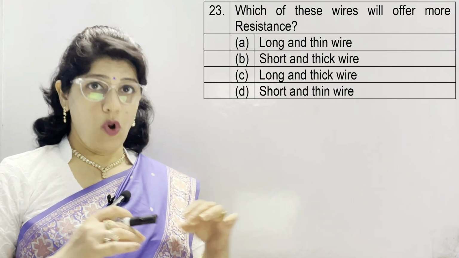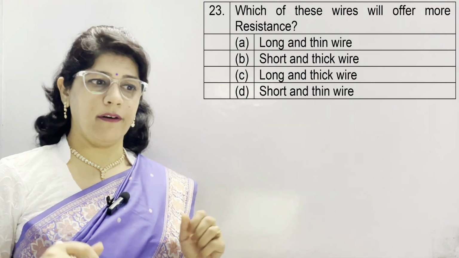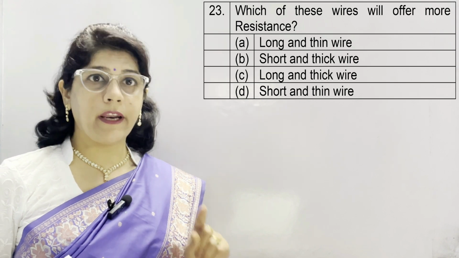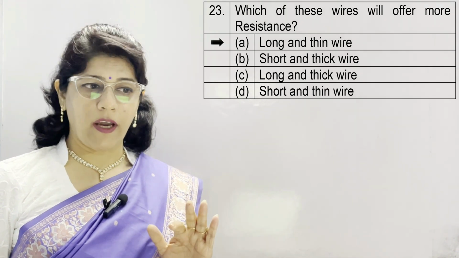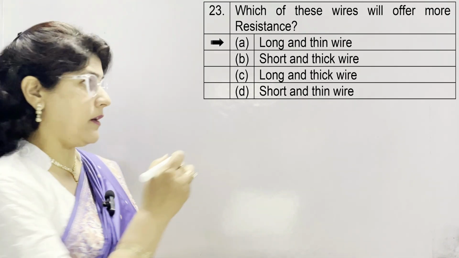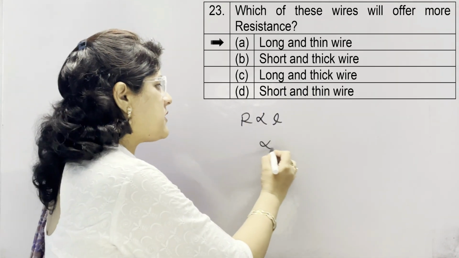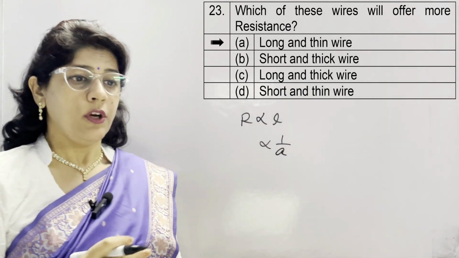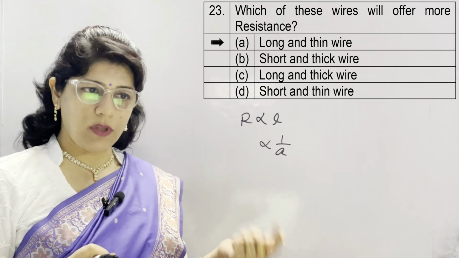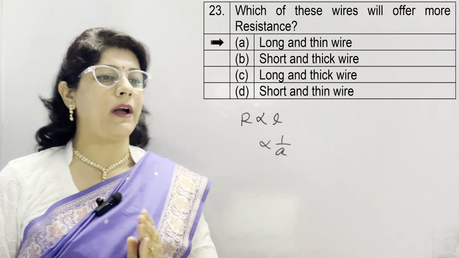In question number 23, which of these wires will offer more resistance? A option is long and thin, patli wire. B is short and thick wire. C is long and thick wire, and D is short and thin wire. And the correct option is long and thin wire, because we know that resistance increases with the length of the conductor. R is directly proportional to length of the conductor and inversely proportional to area of cross section. जितना थिन वायर होगा उतना रेजिस्टेंस ज्यादा होगा, जितनी लॉन्ग वायर होगी उतना रेजिस्टेंस ज्यादा होगा. So combination is option number A, long and thin wire is correct.